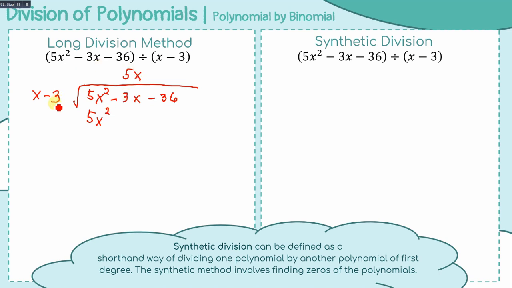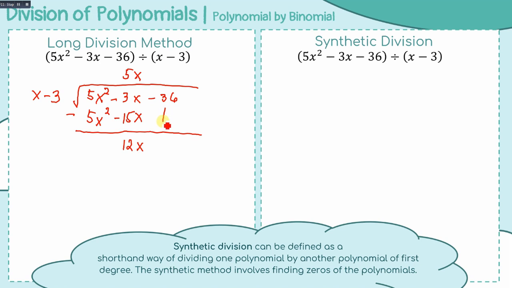Just like in the concept of long division, we perform subtraction. So 5x squared minus 5x squared becomes 0, and negative 3x minus negative 15x gives us 12x. That will be our difference. But we are not yet done. We must bring down negative 36 here.